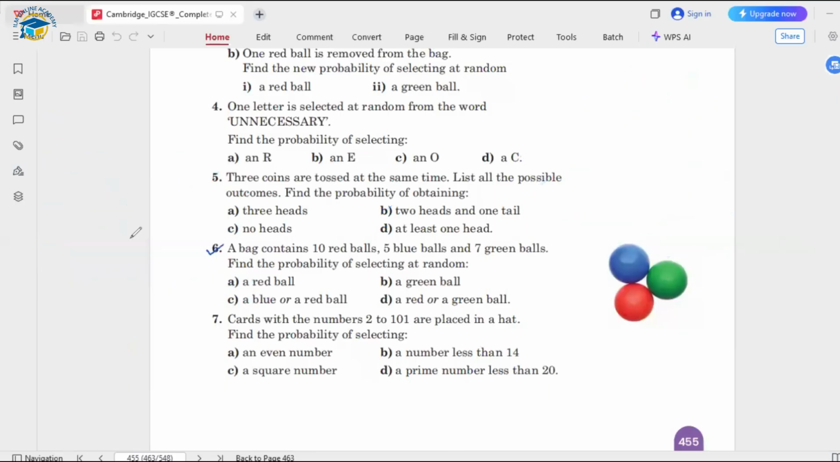Now moving towards part number 6. In part number 6, they're saying a bag contains 10 red balls, 5 blue balls, 7 green balls. So we first need to go with the total balls. We have 10 red, 5 blue, 7 green. Okay. So 10 and 5 will be 15, and if we add 7 to 15, we get 22 balls.